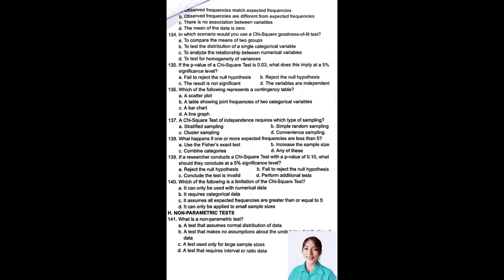Then we have 142, which of the following is not a non-parametric test? So as you can see in the four options, the statistical tool that's not a non-parametric test is the Pearson's correlation. So that's in option C. Then we have 143, when should you use a non-parametric test? So we should use a non-parametric test when the data does not meet the assumptions of parametric tests. So that's in option B. Then we have 144, what type of data is typically analyzed using non-parametric tests? So the type of data that is typically analyzed using non-parametric tests is ordinal or ranked data. So that's in option C.